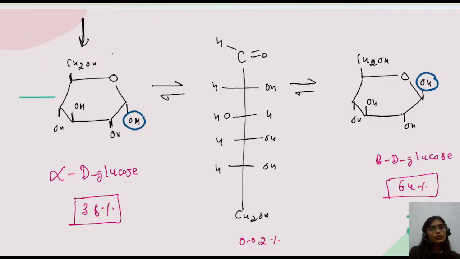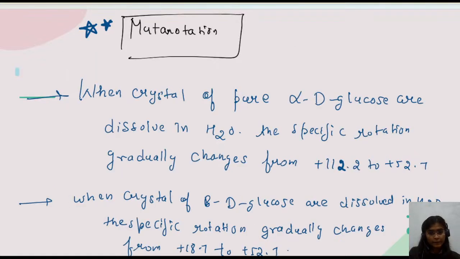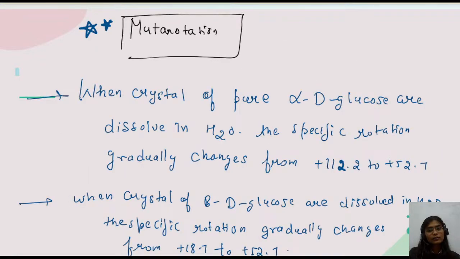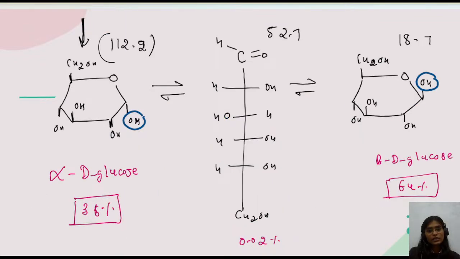For this one the rotation is 112.7, and for this the rotation is, sorry, 18.7. Okay, 18.7, and for this one 52.7. It's easy to remember. How to remember? Like I used to remember, it's a rhyme: 112.2, 18.7, 52.7. So this is how you can remember.